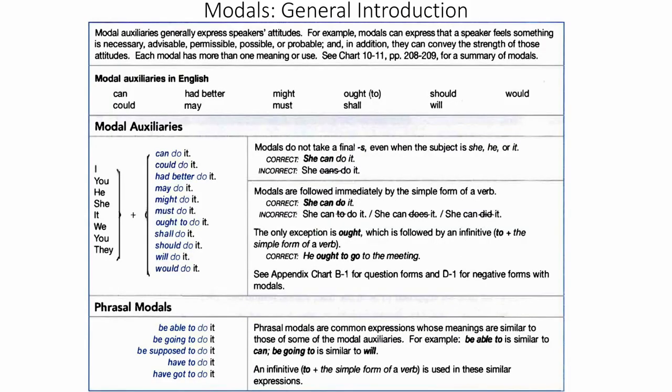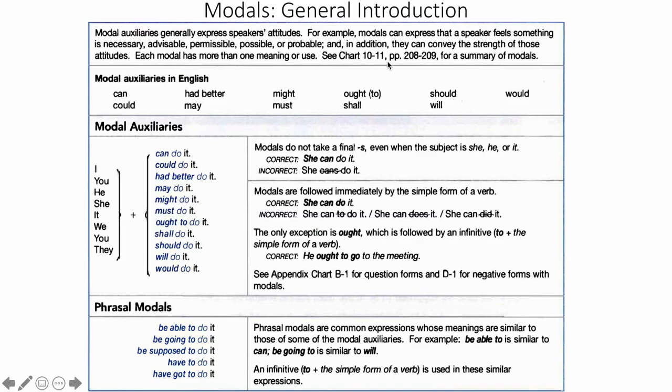So modal auxiliaries, as you can see, generally express speakers' attitudes. For example, modals can express that a speaker feels something is necessary, advisable, permissible, possible, or probable. And in addition, they can convey the strength of those attitudes. Each modal has more than one meaning or use.